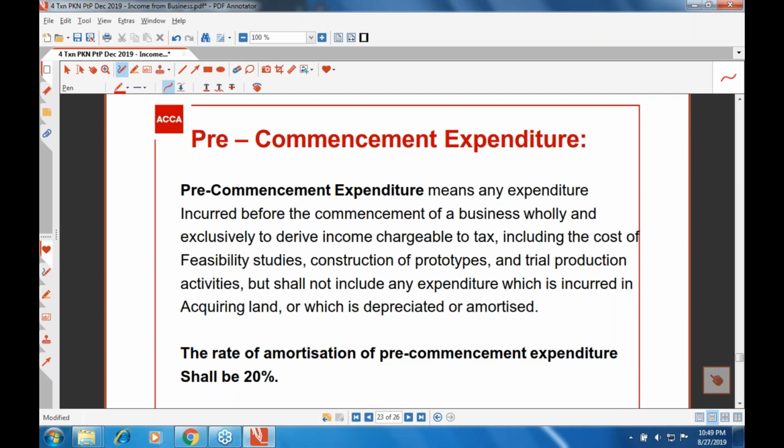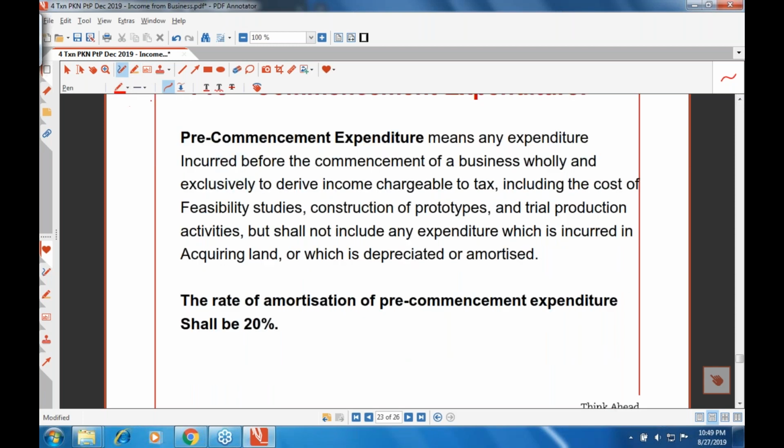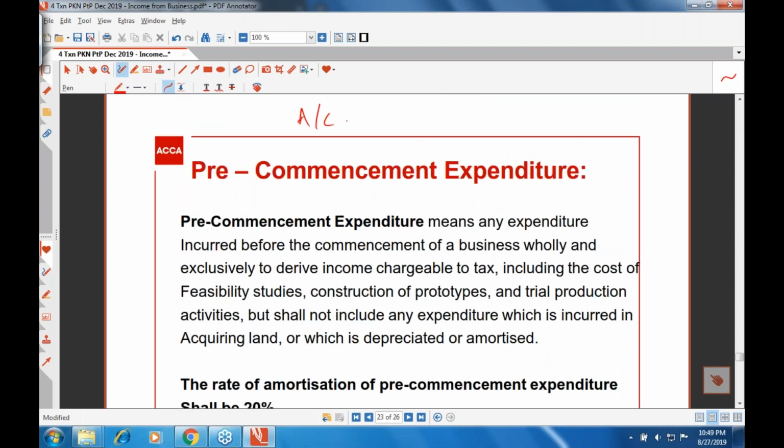Now let's try to understand. Basically, in accounting, we just expense out such sort of expenditure. For accounting, we just do the expensing out. But what the tax authorities tell you is that you have to claim the pre-commencement expenditure as 20% per year, starting from the tax year in which it is incurred.